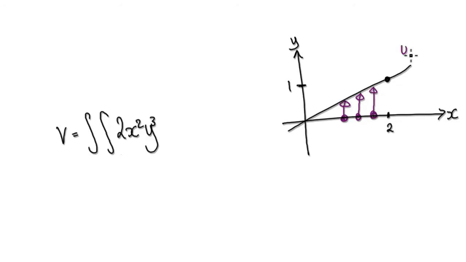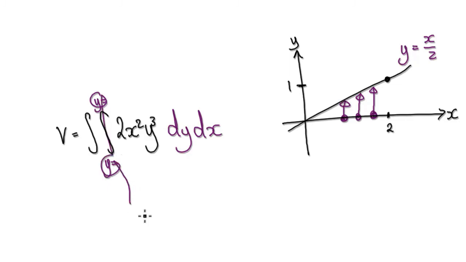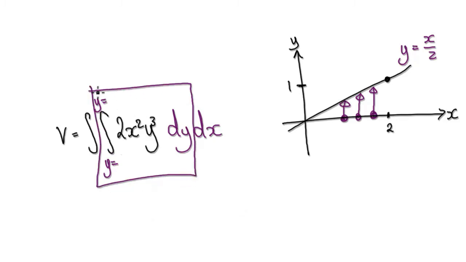Remember, this line here is y equals x over 2. So we are going to work with dy and then dx. Dy and then dx. So that means this must be y equals something. This must be y equals something. So this y must match up with this thing here. Okay, and it is confusing when you first meet double integration, but after a while you will build up your experience.